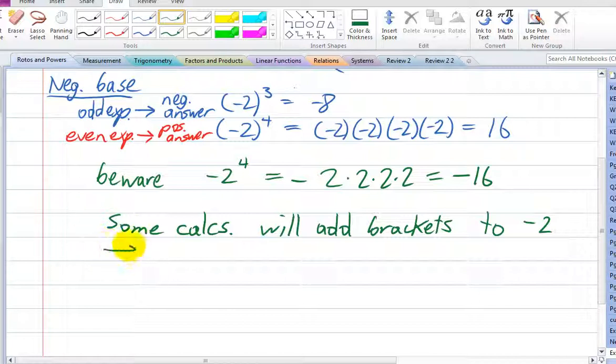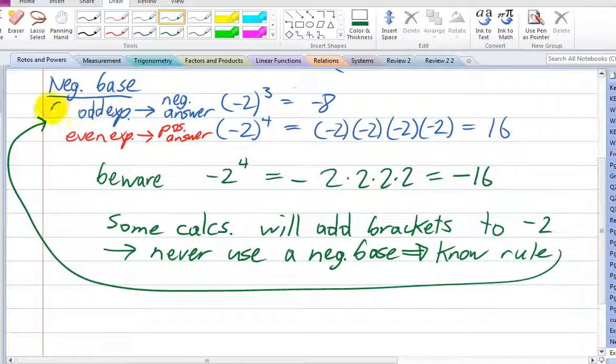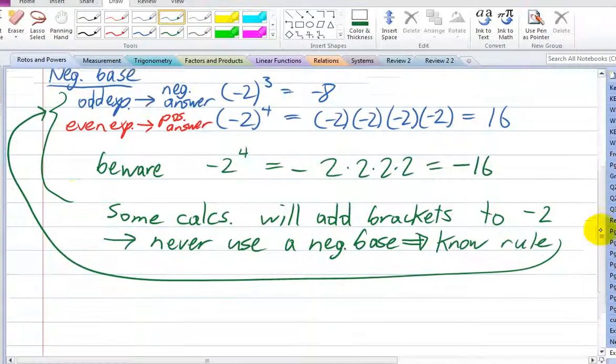So what I like to say is never use a negative base. Instead, know the rule. And the rule I'm talking about is this one right here. Odd exponents and even exponents. Okay, so you gotta know the rule or rules. Any questions? Now that's just like prior knowledge you really, really need to know. Okay, the basic stuff. All right.